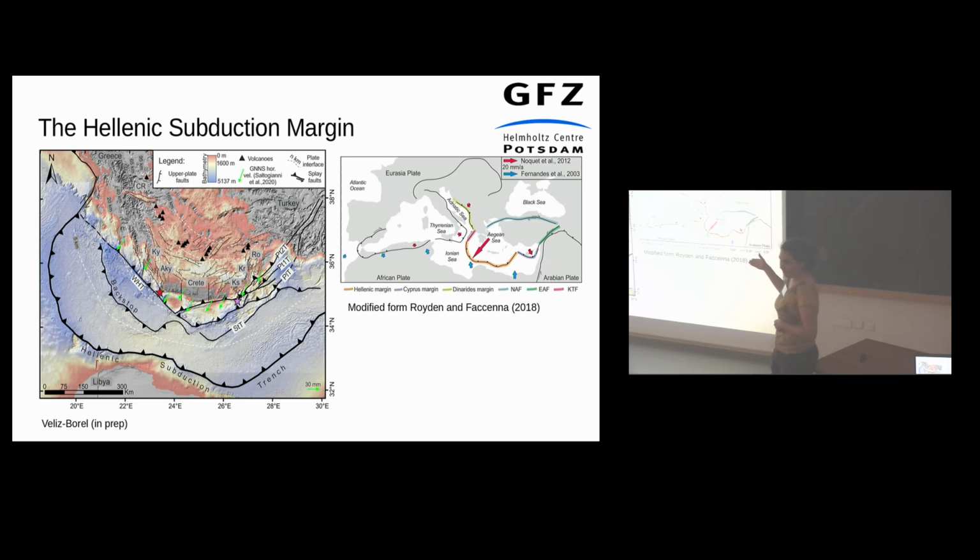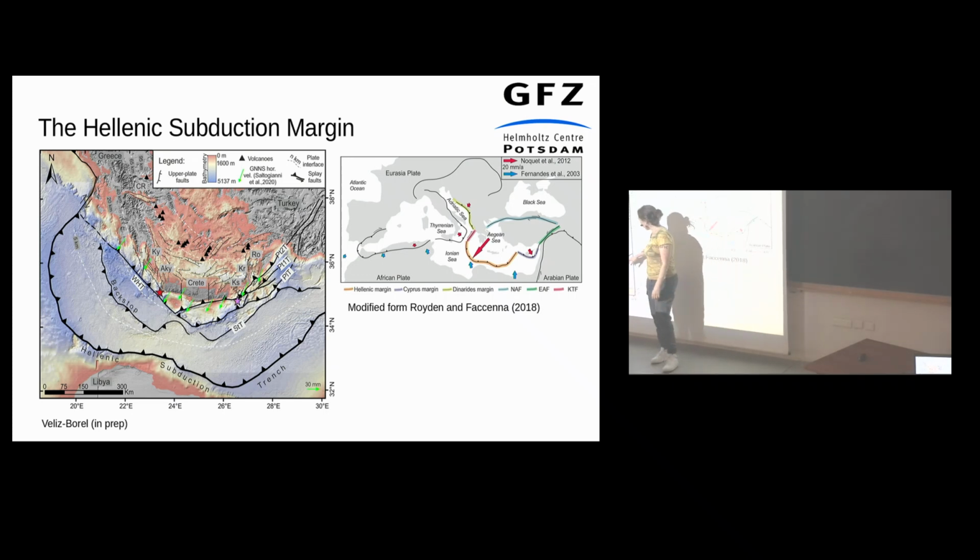The Hellenic subduction system is the fastest moving boundary in the Mediterranean region, and it has a high convergence rate of about 35 to 40 millimeters per year. And what you should remember throughout the presentation about this picture is that there are three orders of features that are relevant for the discussion.